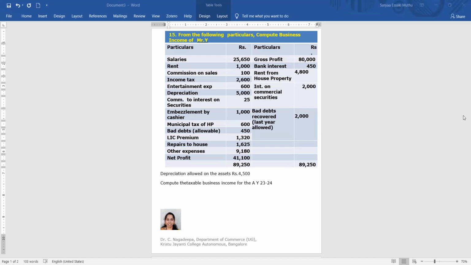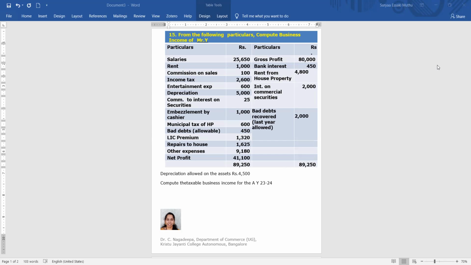First, we will see the expenses side, then we can go to the income side. Whatever inadmissible items I mention, you have to add them along with the net profit. We'll see one by one. On the debit side, salaries are given. Nothing is told, which means salaries are admissible expenses. Then rent is also admissible.